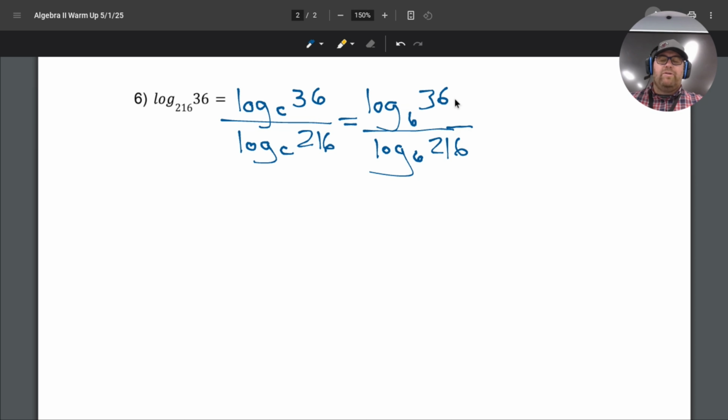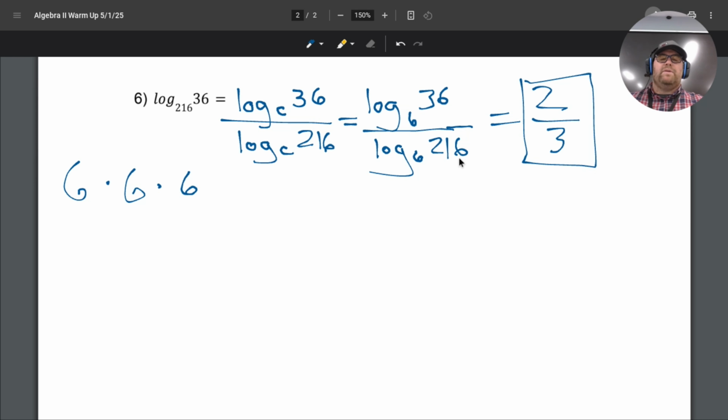So how many 6s do you need to multiply together to get 36? Well, 6 times 6 gives you 36, so only 2. How many 6s do you need to multiply to get 216? Well, 6 times 6 is 36, times 6 again, that's going to be 216, so 3 6s multiplied together will give me 216. So my solution here is 2/3.